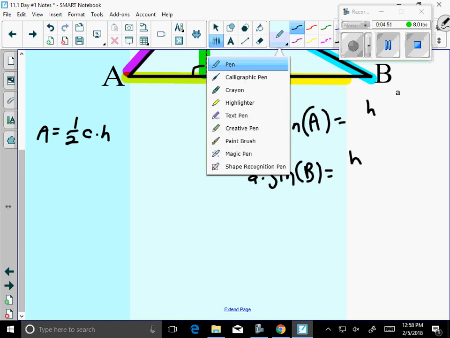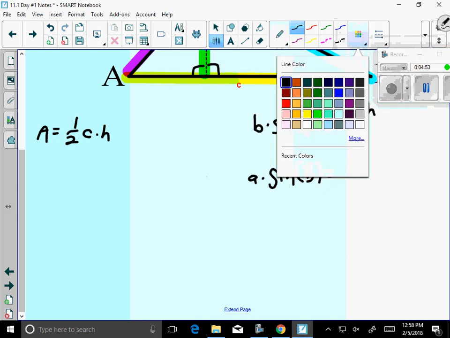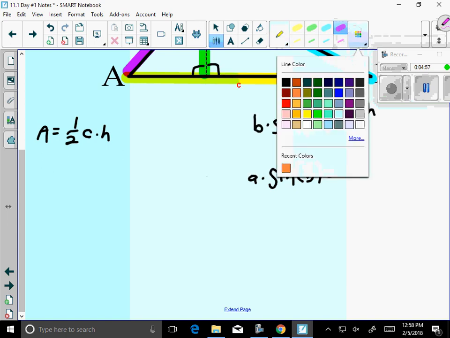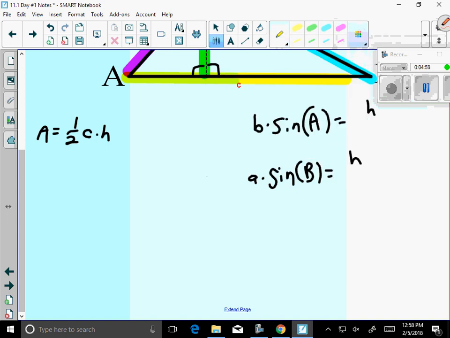I'm going to use a color that isn't already up here. Let's use a gross one like orange. I like the Bears, but yeah, I do.